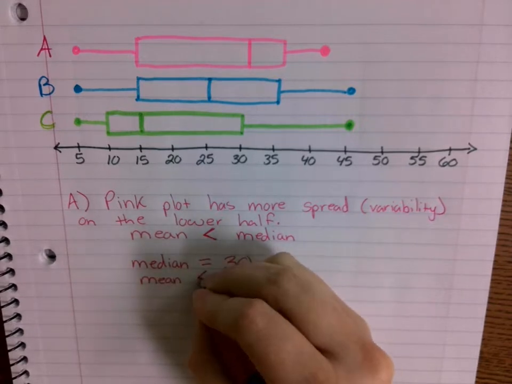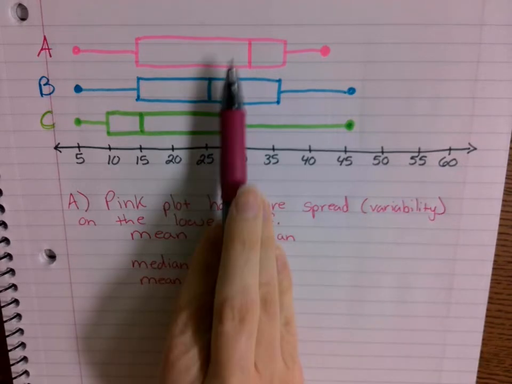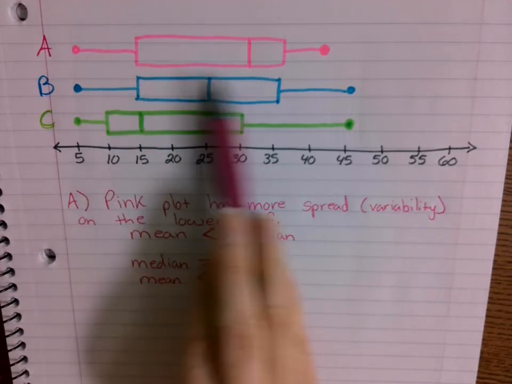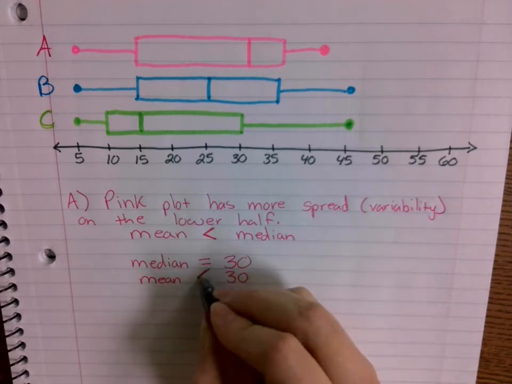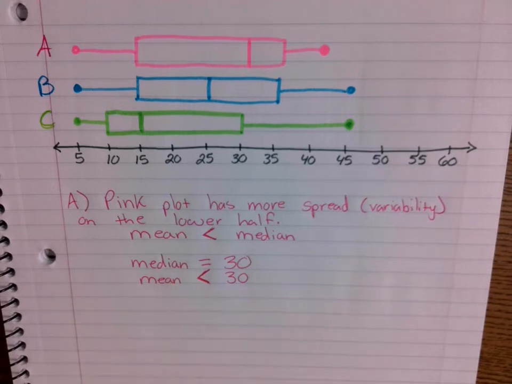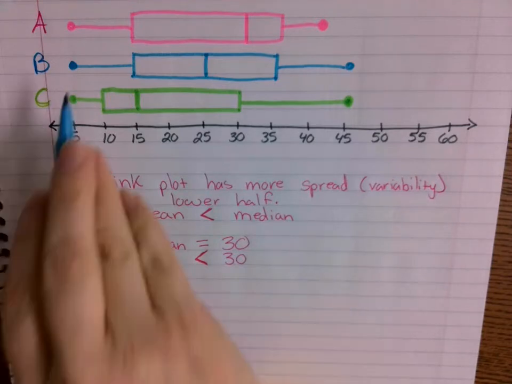I know that because I have a lot more spread out data in the lower half of my data set than I do in the upper half. Okay? So even though I don't know the exact value of the mean, I do have an idea that the mean is going to be smaller than 30. All right, let's go on to the blue. The blue one, which is B, plot B.